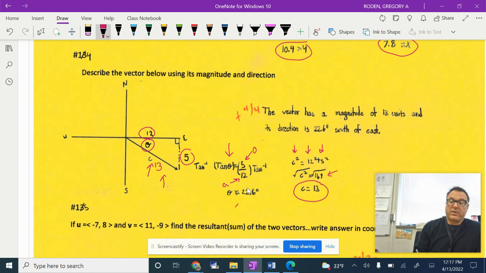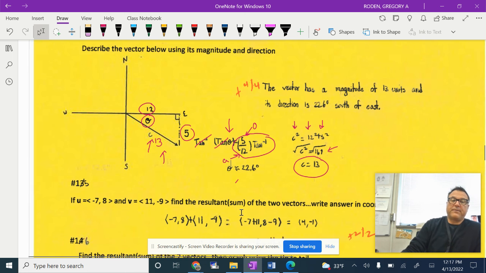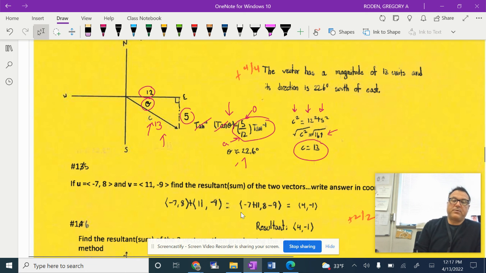Since you're going for an angle, you have to take the tangent inverse of both sides to cancel out the tangents. So this problem just boils down to taking the tangent inverse of 5 over 12, which gives you approximately 22.6 degrees. So the vector has a magnitude of 13 inches and a direction of 22.6 degrees south of east. Because remember, you're south of east.